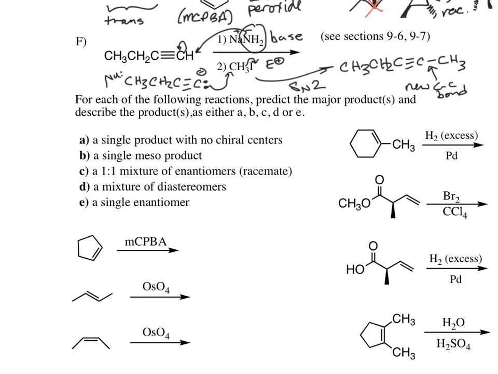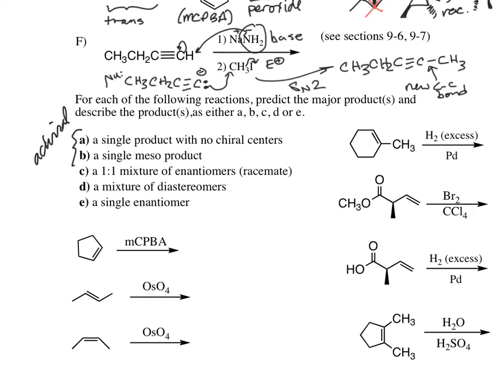So, do we have a single product that has no chiral centers? In other words, no carbons with 4 different groups on it that we can name R and S. So that's one possibility. That's an achiral compound. Or is it an achiral compound that is meso? Meso means that you do have chiral centers, but the molecule as a whole is achiral. So both A and B represent achiral products, just different ways of being achiral.